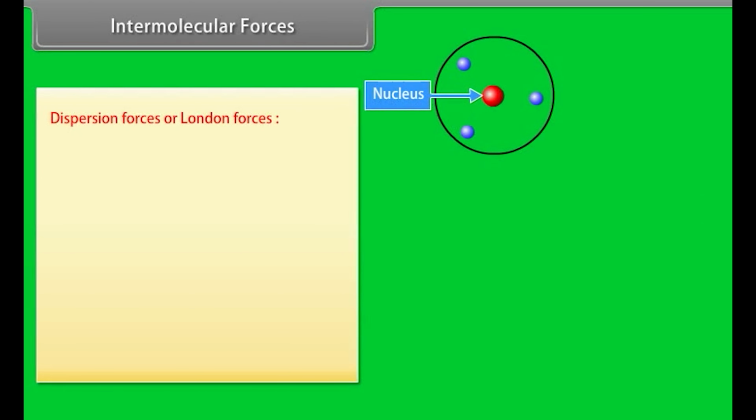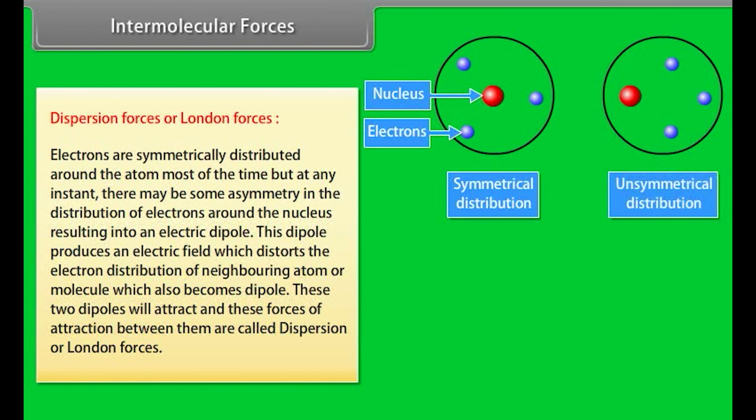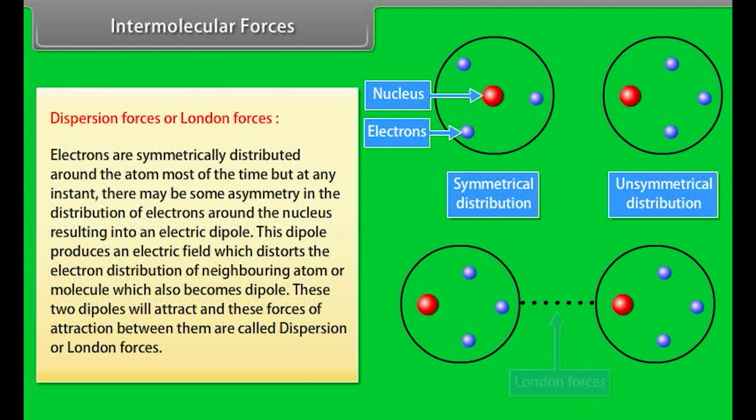Dispersion forces or London forces. Electrons are symmetrically distributed around the atom most of the time, but at any instant there may be some asymmetry in the distribution of electrons around the nucleus, resulting in an electric dipole. This dipole produces an electric field which distorts the electron distribution of a neighboring atom or molecule, which also becomes a dipole. These two dipoles will attract, and these forces of attraction between them are called dispersion or London forces. It occurs in non-polar molecules and even noble gases.